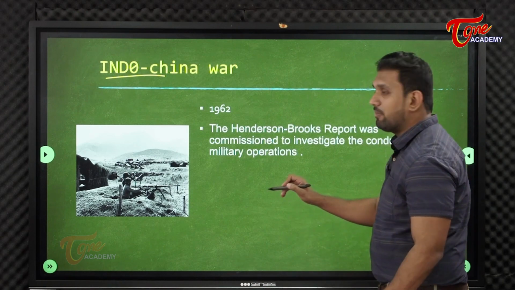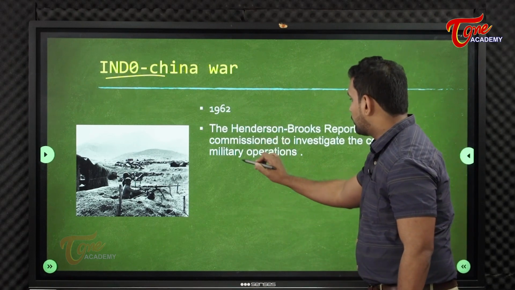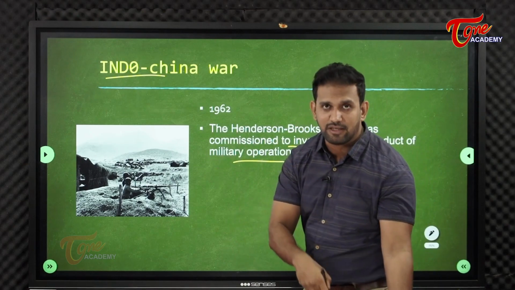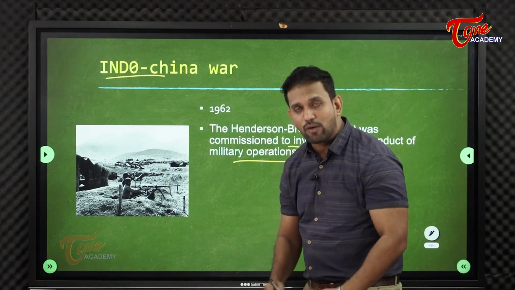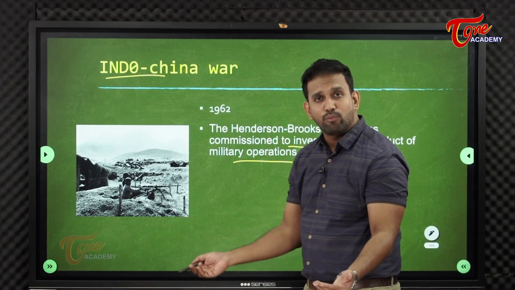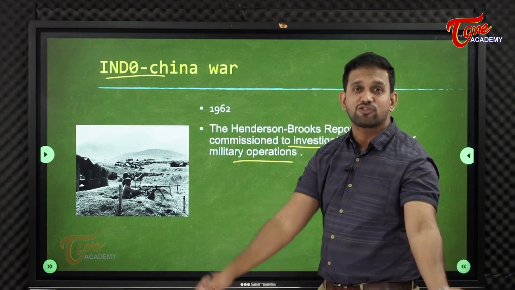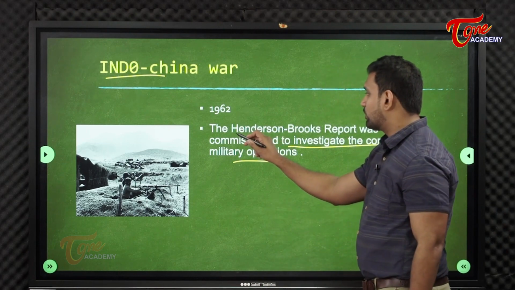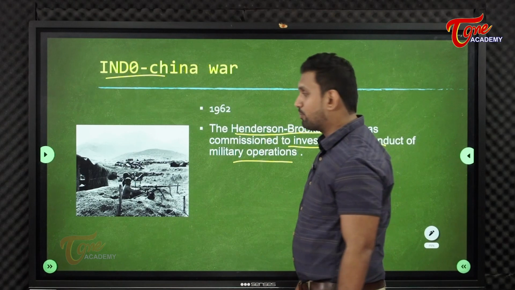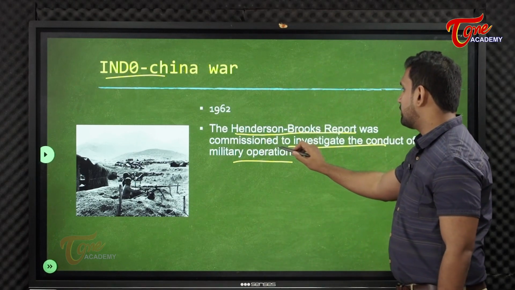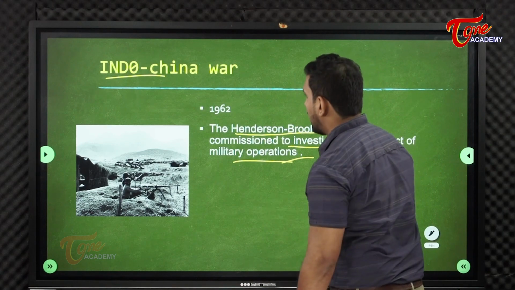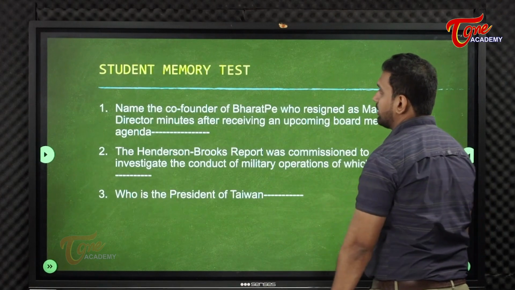That's why a committee was appointed to investigate the conduct of military operation. Why China army got into India and why Indian army started fighting with it, why that war broke out. So a committee was appointed because the reason was not known. So that committee was called the Henderson-Brooks report. Okay, the committee was commissioned at that time to investigate the conduct of what? Military operation. And Indo-China war took place in the year 1962.